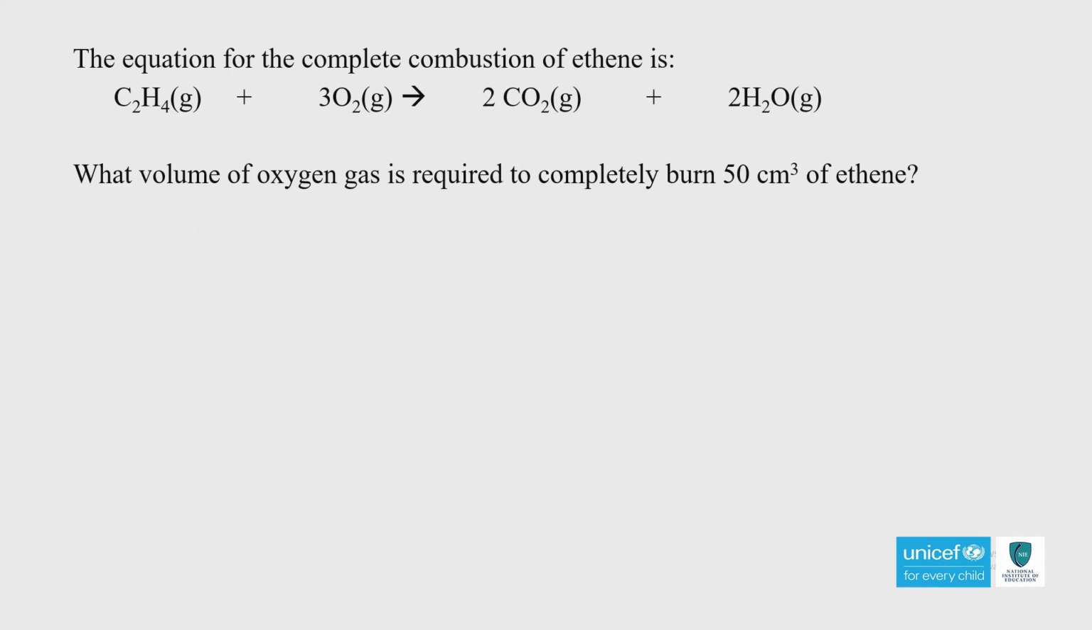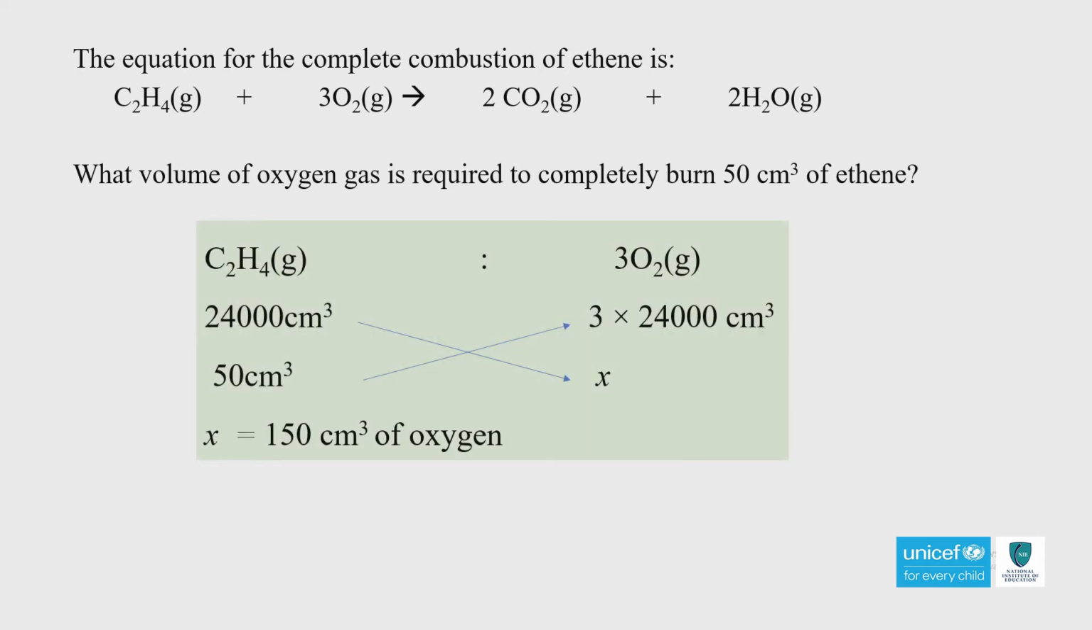So, when reacting, 1 mole of ethene reacts with 3 moles of oxygen. If you remember from the previous slides, 1 mole of any gas will occupy 24,000 centimeter cube. So, if it is 3 moles, you need to multiply 3 by 24,000 to get the total volume of these 3 moles of oxygen. Here we are asked to work out the amount that is required to react with 50 centimeter cube of ethene. So, when you work it out, the answer for this question is 150 centimeter cube.